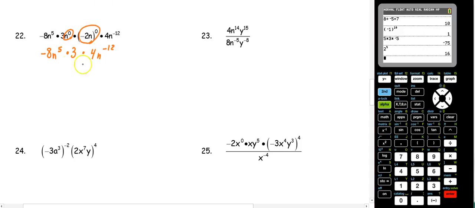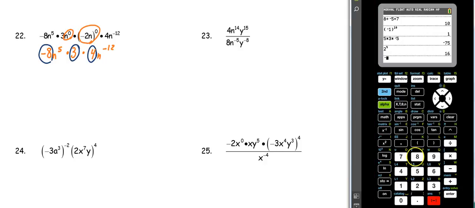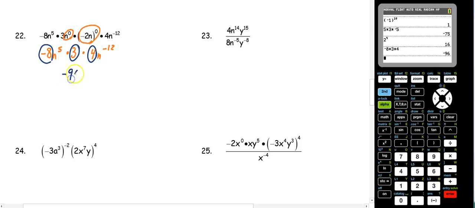Now I have three coefficients here. I have negative 8, 3, and 4, which can all be multiplied together. So negative 8 times 3 times 4 gets us negative 96. And then I can combine my n. So I have n to the 5 plus negative 12. That gets me negative 96, n to the negative 7th. Remember from yesterday, we can't have negative exponents, which means this needs to move to my denominator of my fraction. So I'm left with negative 96 over n to the 7th.